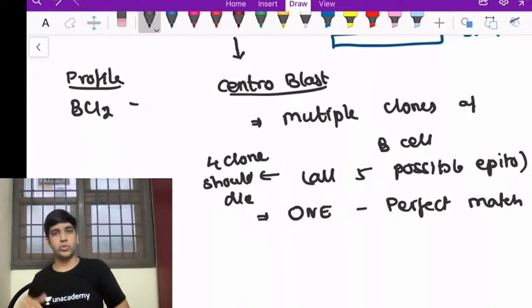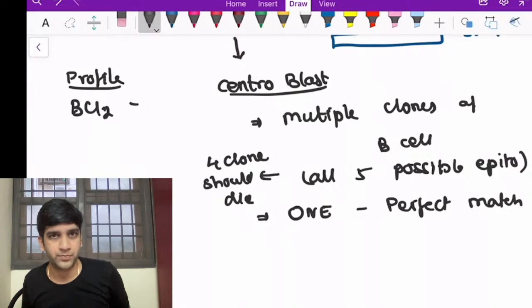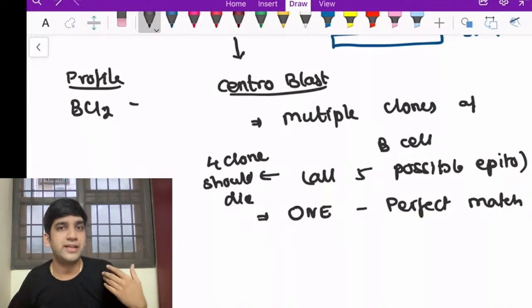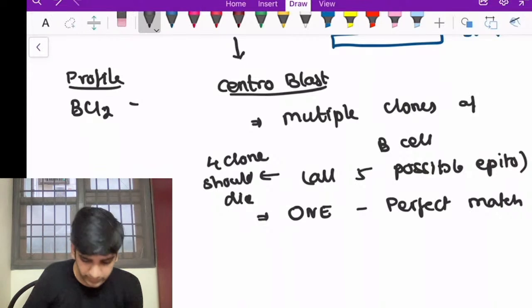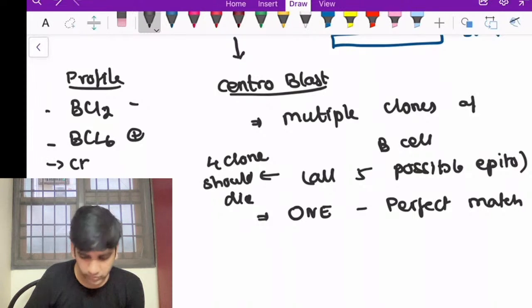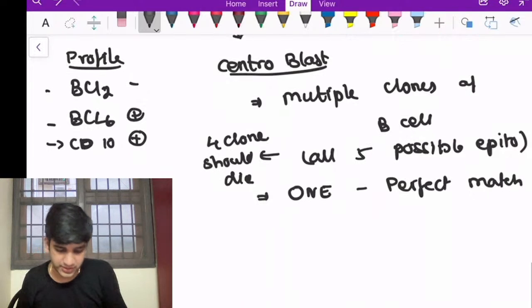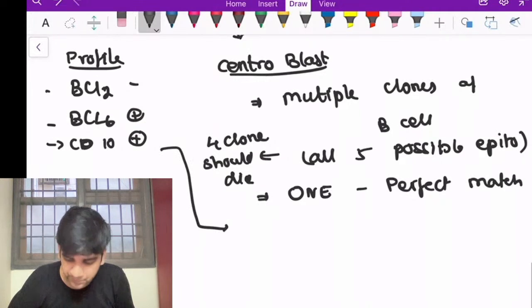So what my body is going to do is suppress P53. It has to suppress P53, otherwise this perfect combination will never be formed, right? So to suppress P53, I have 2 guys. BCL6 will be present here. The other one is CD10 that will be present here. Both BCL6 and CD10 are transcriptional suppressors. These guys are going to suppress my transcription of P53.